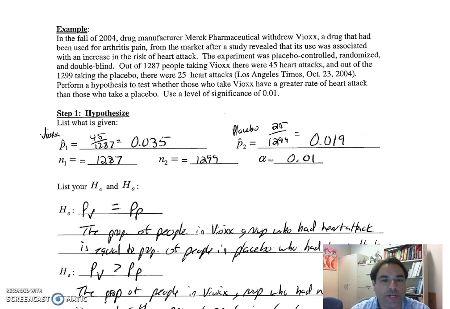This is for STA2023 Statistical Methods, Chapter 8, Video 4. We're going to do another example, as in the previous video. We're doing a two-proportion z-test.